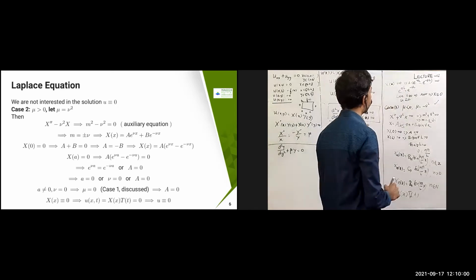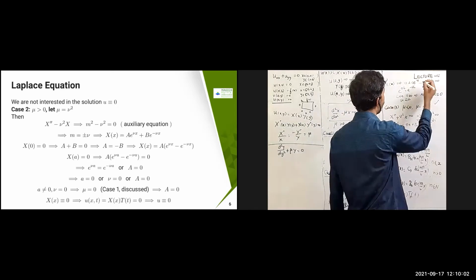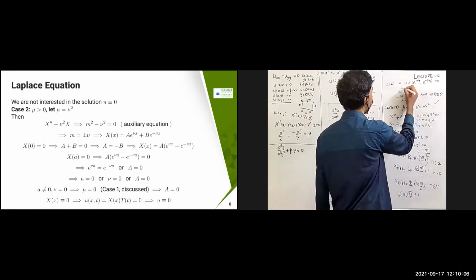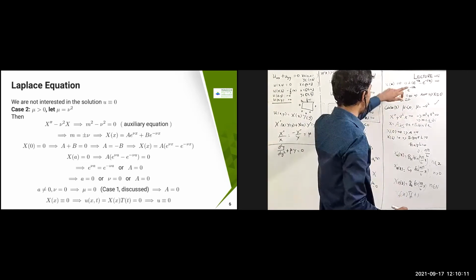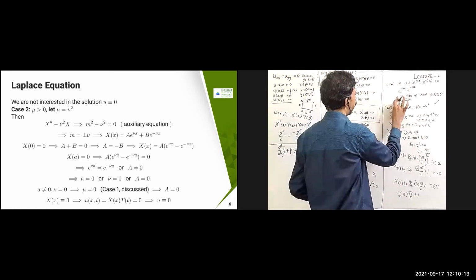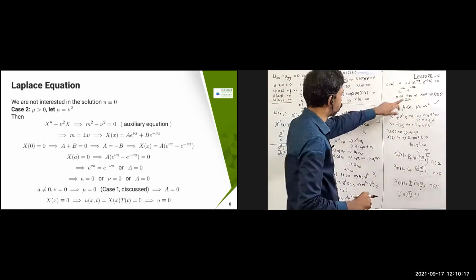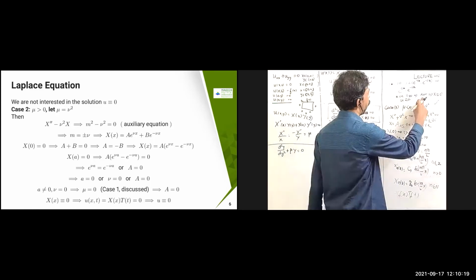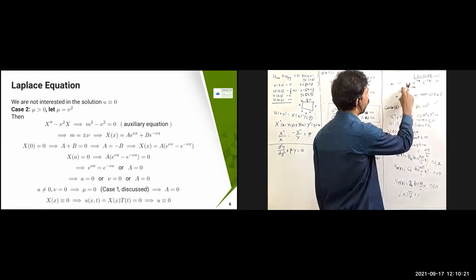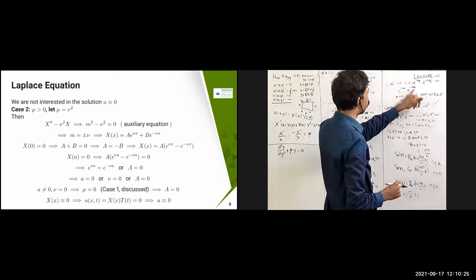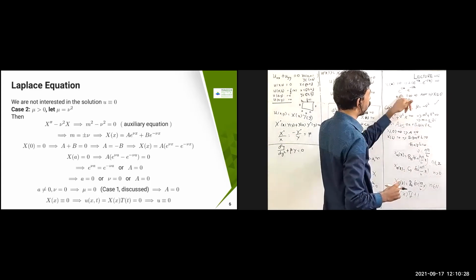x of a equal to 0 means you are going to get a e power mu a plus b e power minus mu a equal to 0. Sorry, e power minus mu a is going to come. So here a is not equal to 0 and mu is not equal to 0, because mu equal to 0 is already discussed. So that implies you are going to get only a equal to 0, because this is valid only if a equal to 0 or mu equal to 0.